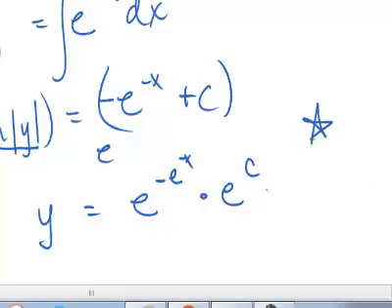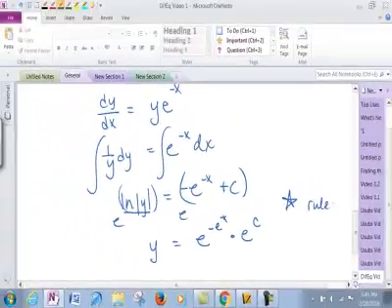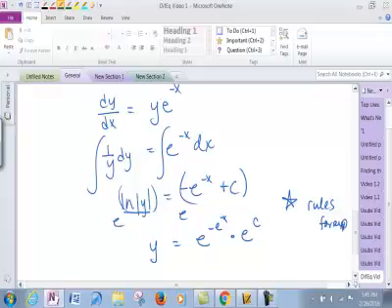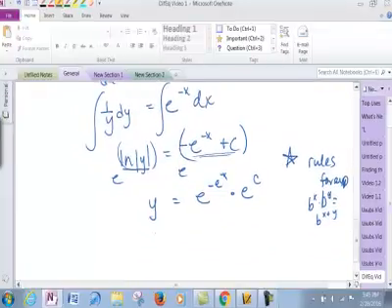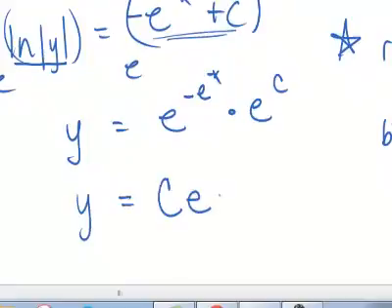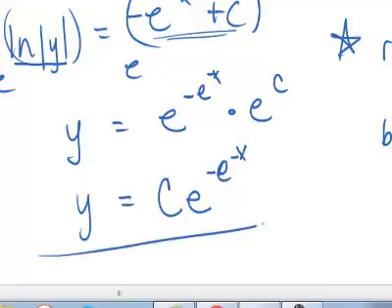So I'll just put a little star here, and if you're confused with this, where it went from a sum to a product, I'll just say go back and look at your rules for exponents, and the exponent rule I'm talking about is if you have b to the x times b to the y, that you add the exponents. Right, so there's the adding of the exponents. All right, so e to the c is just another name for c, and so the answer to this differential equation is that y equals c e to the negative e to the negative x, and we're done.